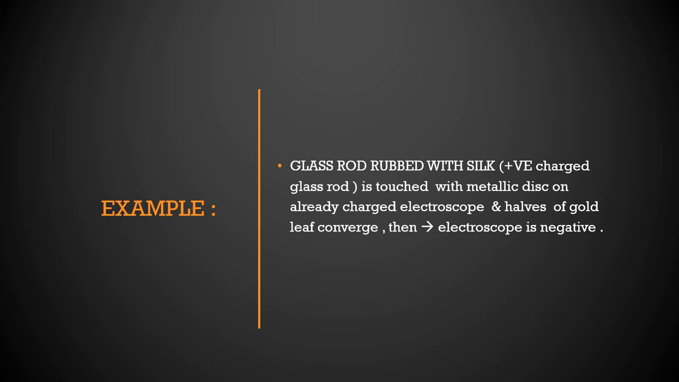For example, if we take a glass rod and rub it with a silk cloth, then the glass rod acquires positive charge. Then take this glass rod and touch it with a metallic disc which is already charged. If the halves of the gold leaf converge, then we conclude that the electroscope has negative charge whereas the glass rod has positive charge, so there is attraction. On the other hand, if by doing so the halves of the leaf diverge further, then the electroscope is positively charged.